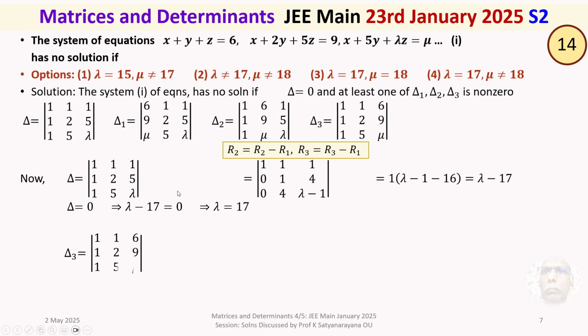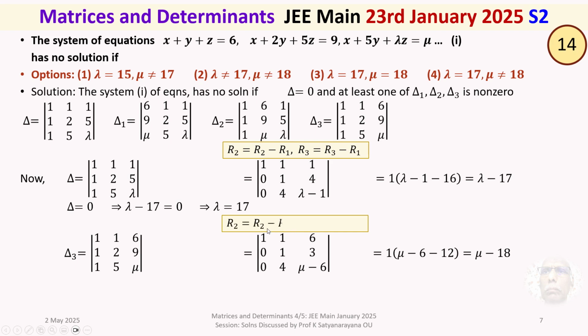Now take delta 3. The convenient one is delta 3. Why? Delta 1 involves lambda and mu, delta 2 involves lambda and mu again, so delta 3 involves only mu. So take delta 3, which involves mu alone. Now make an elementary transformation: R2 is R2 minus R1, R3 is R3 minus R1. You will get the first column 1, 0, 0. Expand the determinant by the first column. You will get mu minus 18.